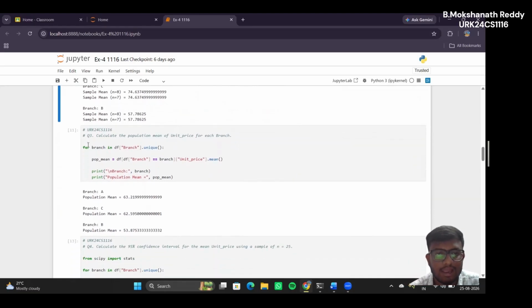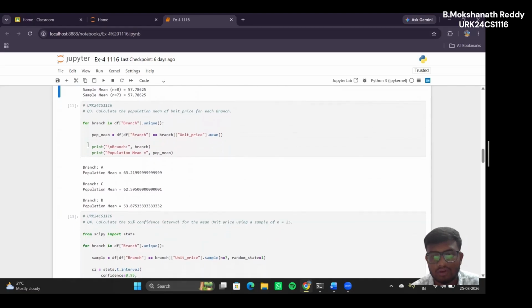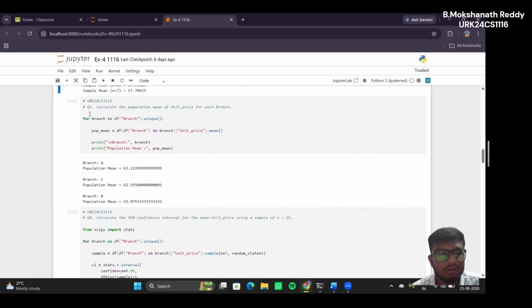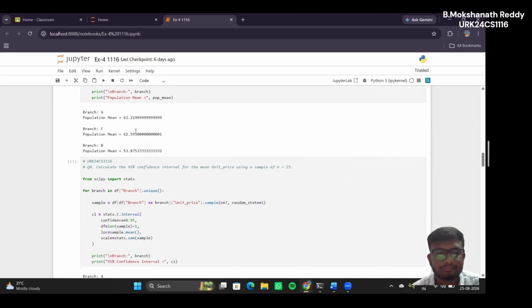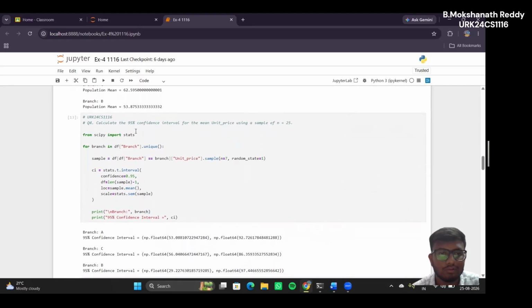Next question is to calculate the population mean of the unit price for each branch. Here we see this is used to filter the data for each branch, and it uses mean on the entire unit price column. There is no sampling involved here. The output displays the population mean for A, B, and C. And next we'll go to the fourth question.